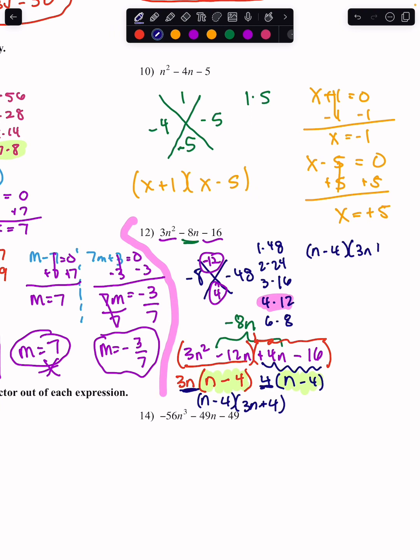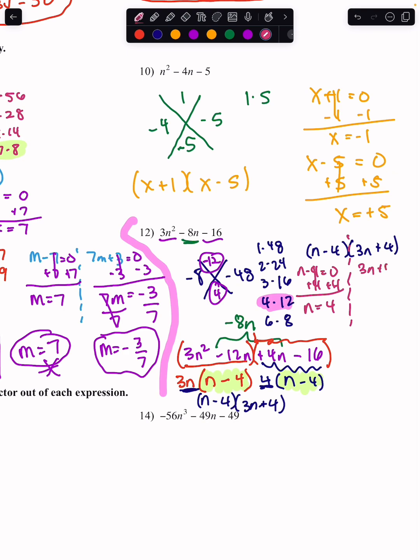(3n plus 4). And then here we go, finding the zeros. n minus 4 equals 0. I'm going to add 4. n equals positive 4.